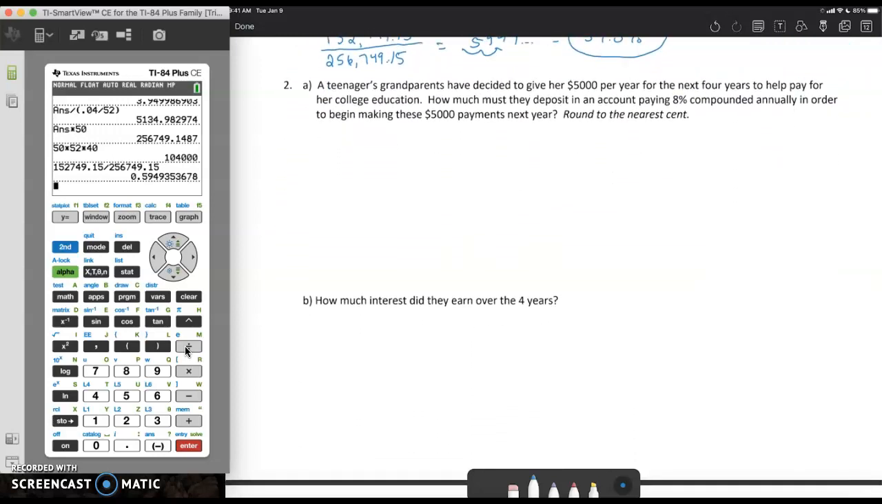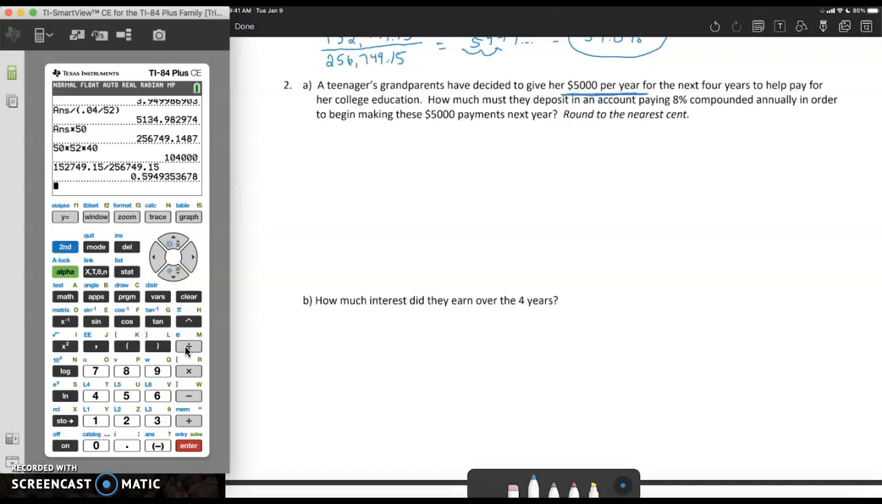A teenager's grandparents have decided to give her $5,000 per year for the next 4 years to help her pay for her college education. How much must they deposit into an account paying 8% compounded annually in order to begin making these $5,000 payments next year? So they can't front the entire amount that they need, but they're hoping that if they put some money periodically into this account, then they will make up some interest and be able to start paying out of this account from there.